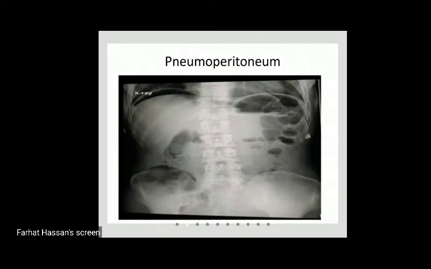So, this is a plain X-ray abdomen in erect posture, including both domes of diaphragm, showing free gas under the right dome of diaphragm. Am I clear?